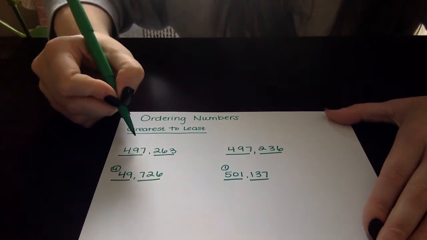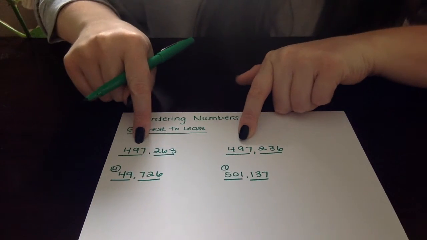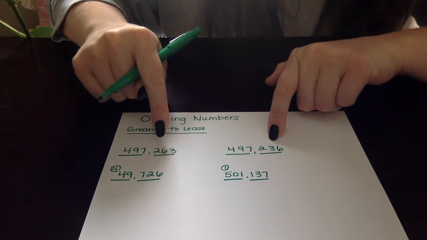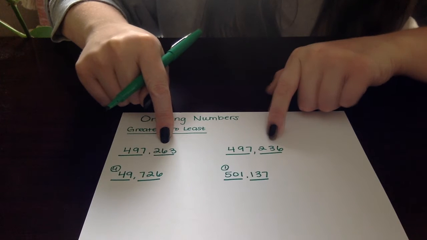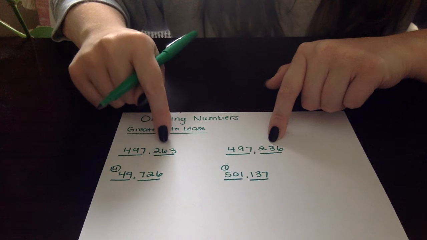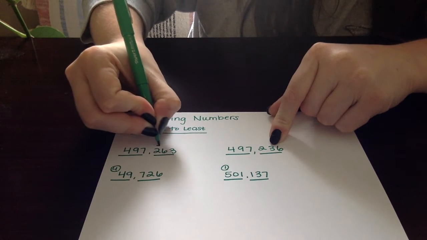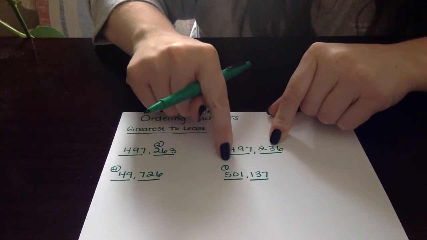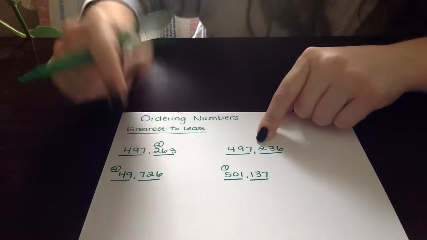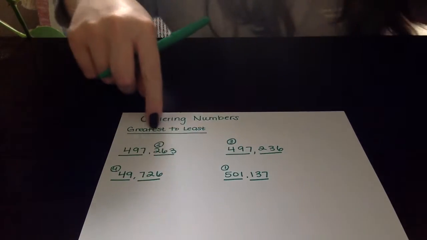Next thing I want to do is compare my final 2 numbers. Both of them have 497 in the thousands family. Because of this, I need to move over to the next family to compare. In this number, I have 263, and in this number, I have 236. Well, I know that 263 is larger than 236, so I'm going to label this as number 2 because it's smaller than 501, but it's also larger than 497, and it's certainly larger than 49,000. So we'll label this as our number 3.